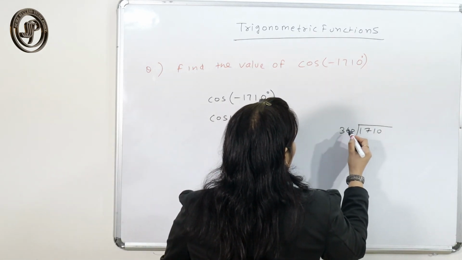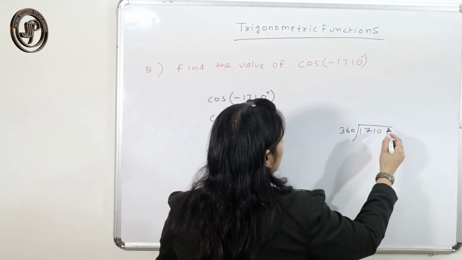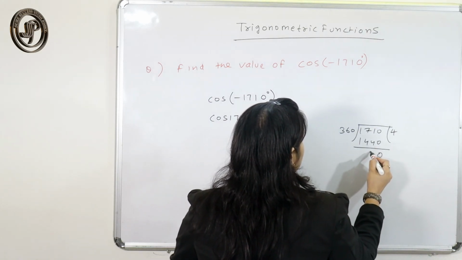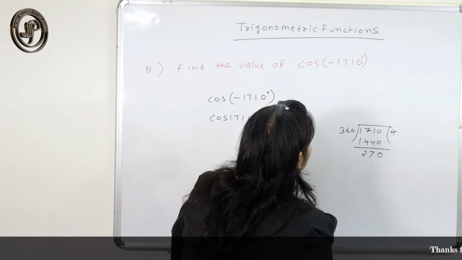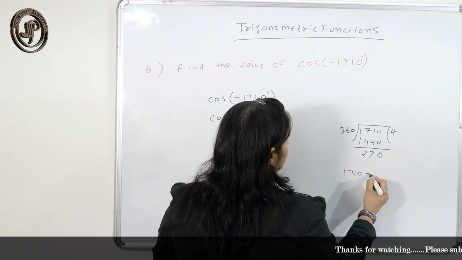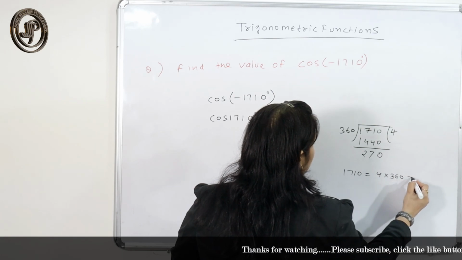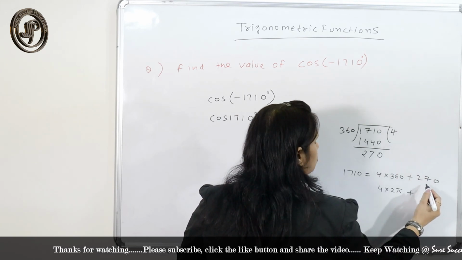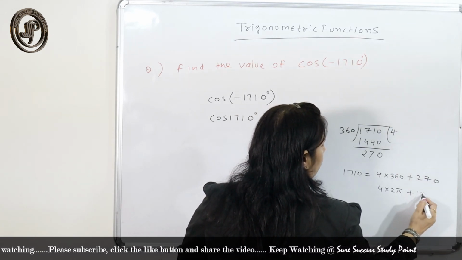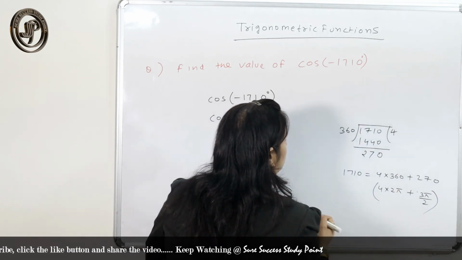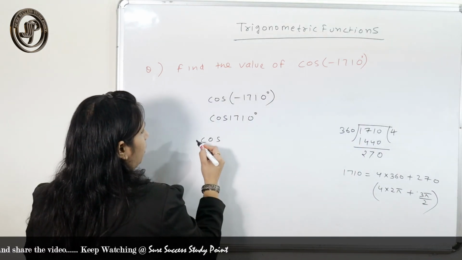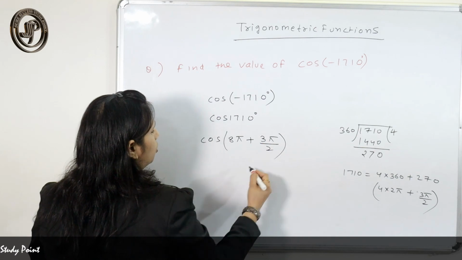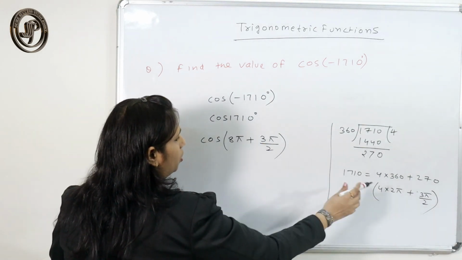Okay, so if you divide this by 360 degree, then how much do you get? 1440, and the remainder is how much? 270, right? So you can write this 1710 as what? 4 into 360 plus 270, or 4 into 2 pi plus 270. You can write 270 as 3 pi by 2. Okay, that is the rough work that I did. So you can write this as 8 pi plus 3 pi by 2. Okay. So this also you have to show in your main sheet.